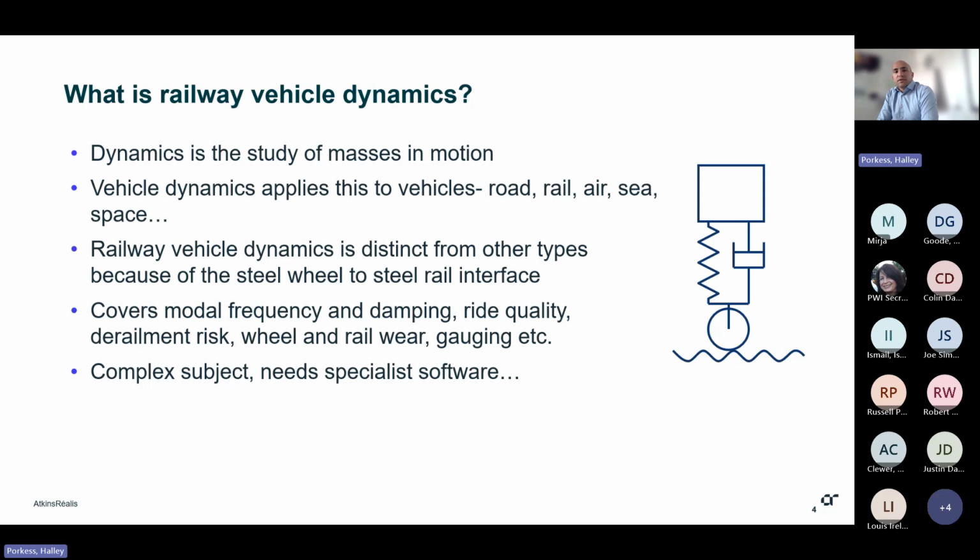What's different about railway vehicle dynamics is we've got a steel wheel on a steel rail. That contact pressure is, for those of you who don't know, something in the region of an elephant standing on the head of a drawing pin, which is the highest contact stress in engineering, which makes modelling very complicated. When we're looking at railway vehicle dynamics, we cover modal frequencies and damping, look at things like ride quality, derailment risk, wheel wear, rail wear, gauging, to name a few. I'm sure you can appreciate it's a complex subject, so we need some specialist software.